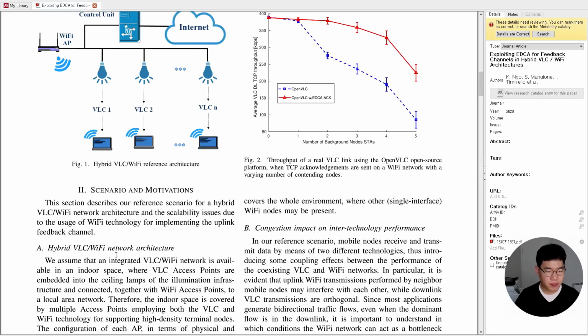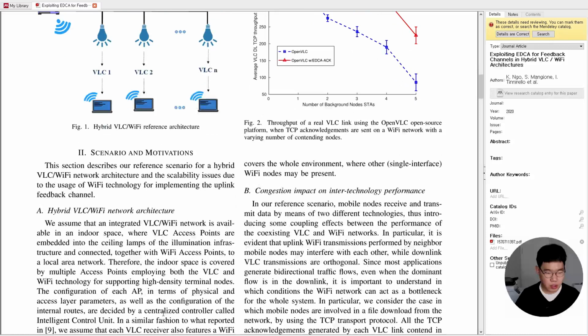We assume that an integrated VLC Wi-Fi network is available in an indoor space, where VLC access points are embedded into ceiling lamps of the illumination infrastructure and connected, together with Wi-Fi access points, to a local area network. Therefore, the indoor space is covered by multiple access points employing both VLC and Wi-Fi technology for supporting high-density terminal nodes. The configuration of each AP in terms of physical and access layer parameters, as well as the configuration of the internal routes, is decided by the centralized controller called the Intelligent Control Unit.